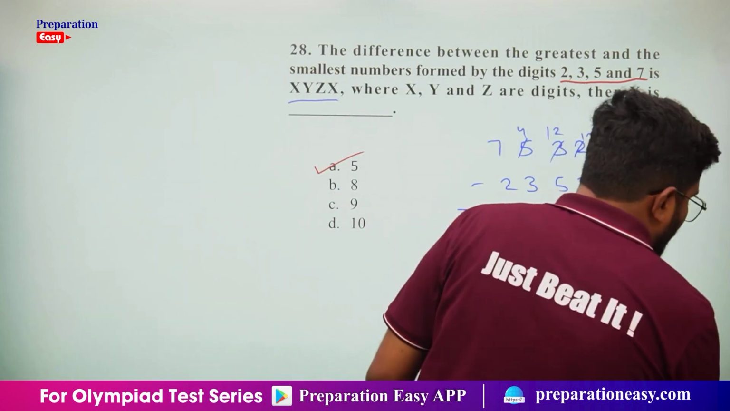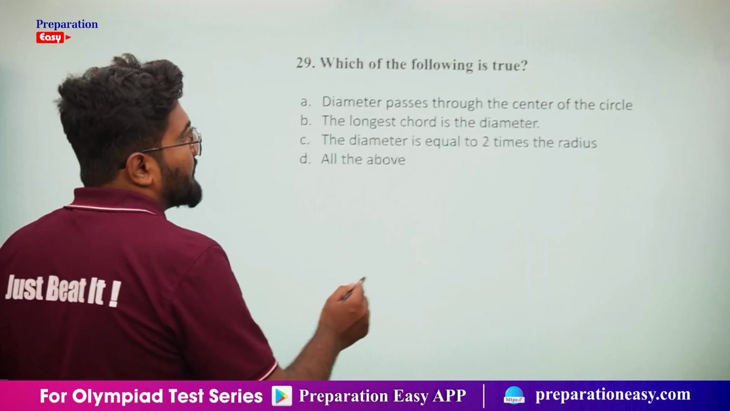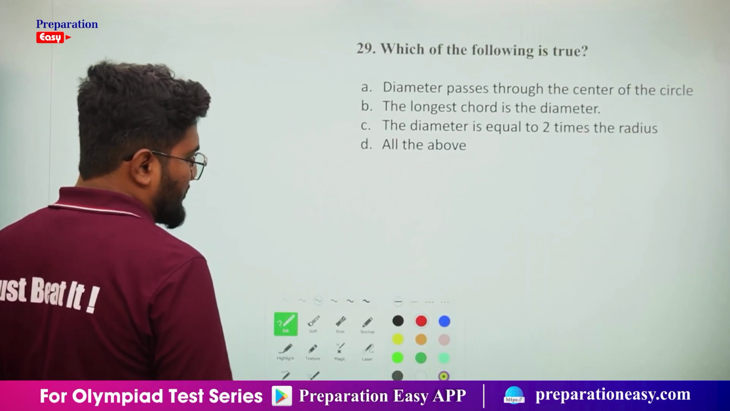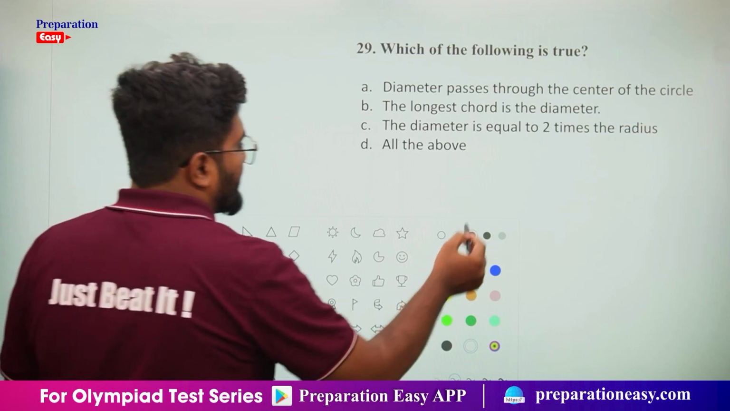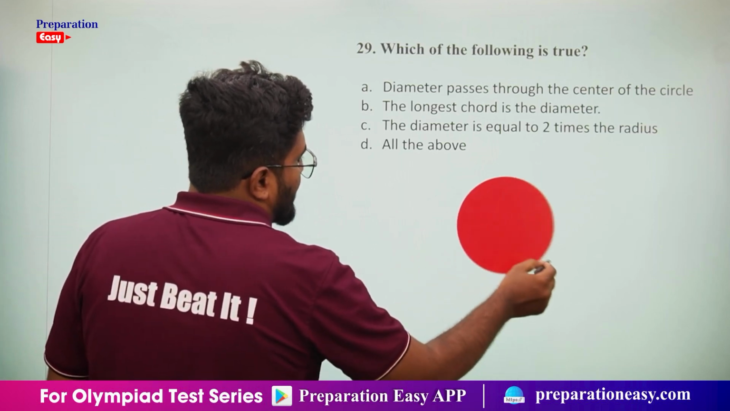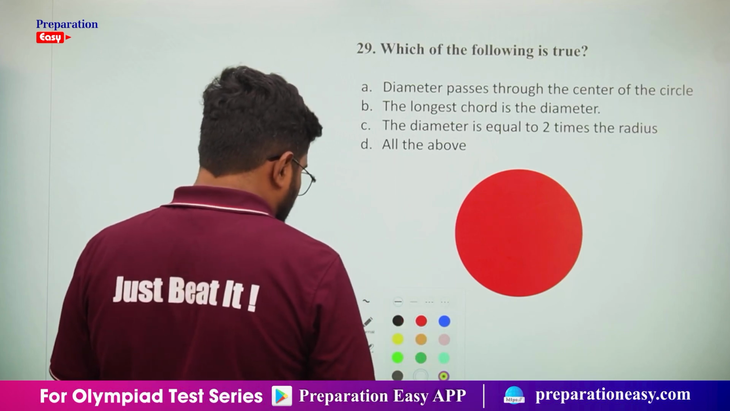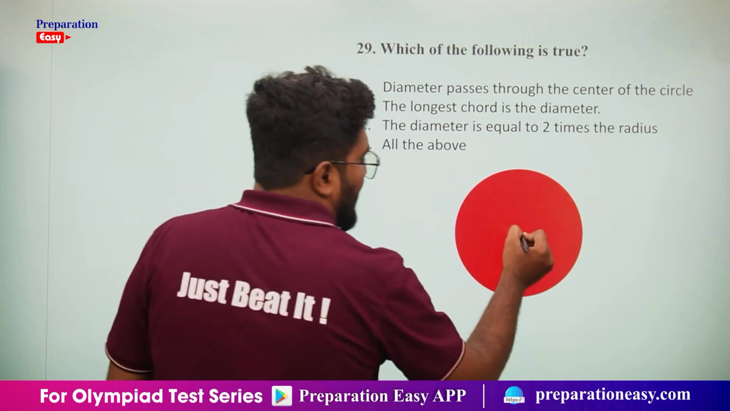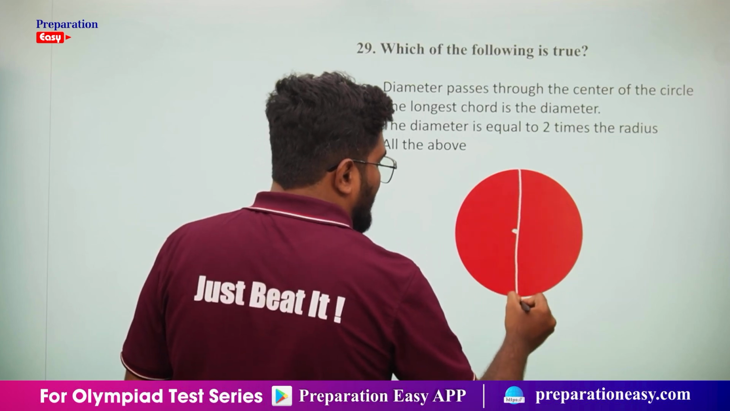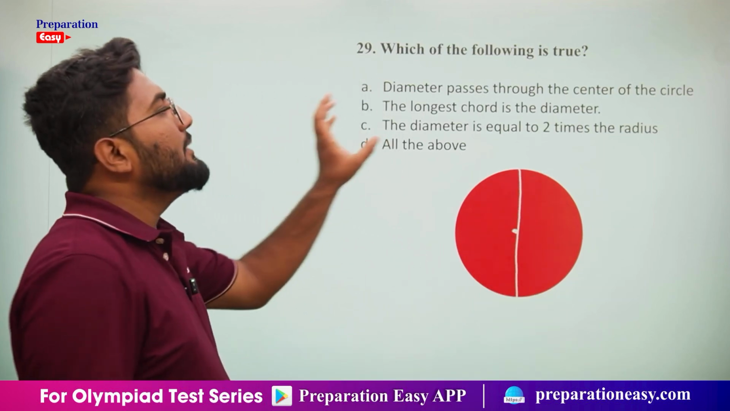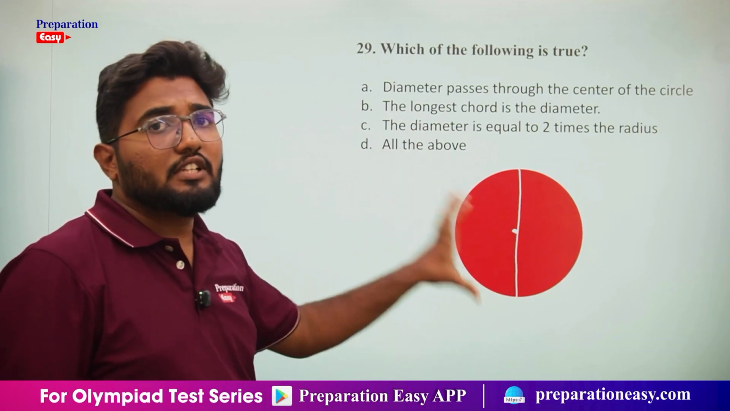Okay, let's move towards the next question. Which of the following is true? Diameter. What is diameter? This is a circle. Diameter is the line passing through the center of the circle. This will be the diameter. Diameter passes through the center of the circle. Is it correct? Yes, diameter passes through the center of the circle.